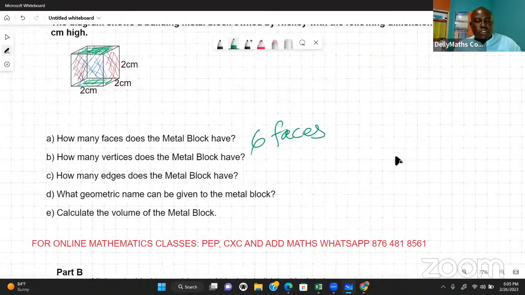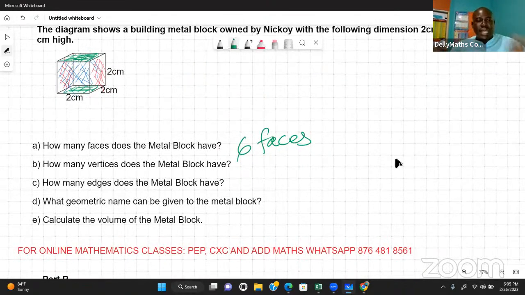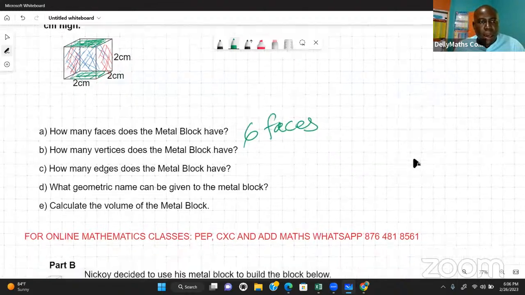Remember, the faces would be the surfaces that you could rub your hand over, whether it is, in this case, flat. So flat surfaces, we're looking at 6 of them.